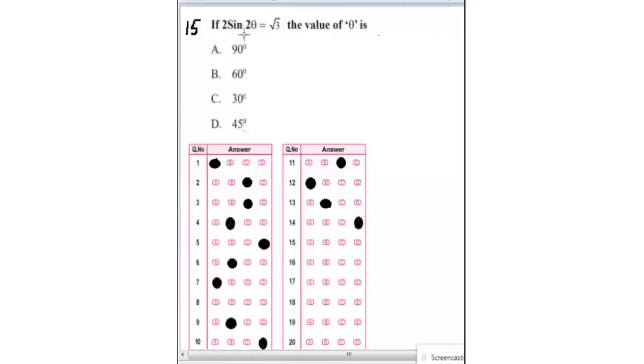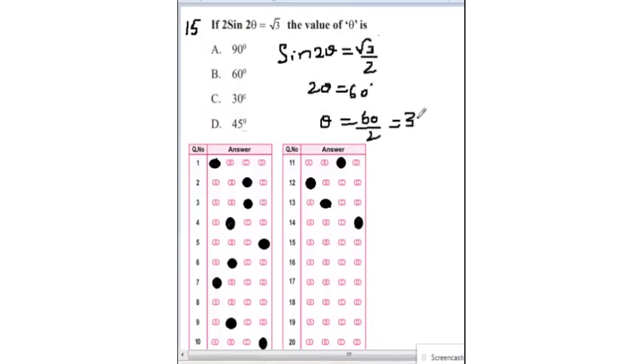15th question. If 2 sin theta is equal to root 3, then the value of theta. We all know that sin 60 is root 3 by 2. So 2 theta is equal to 60. Theta will be 60 by 2, which is nothing but 30 degrees. So correct option for this question is 30 degrees. I'm going to share the option C for 15th question.